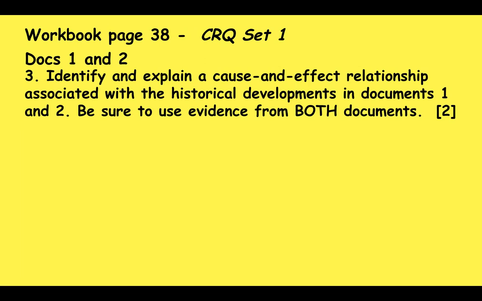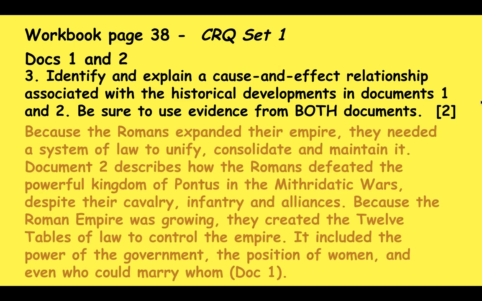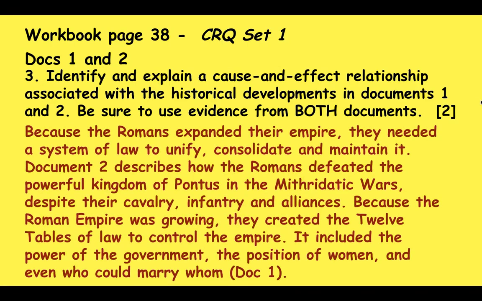Okay, welcome back, my friends. So here we've got document 1, which is the 12 Tables of law, and document 2, which is Appian's description of how the Romans defeated Pontus, the kingdom of, and we want to know a cause and effect relationship. So here's what I said. So I am basically going with document 2 being the cause of document 1.